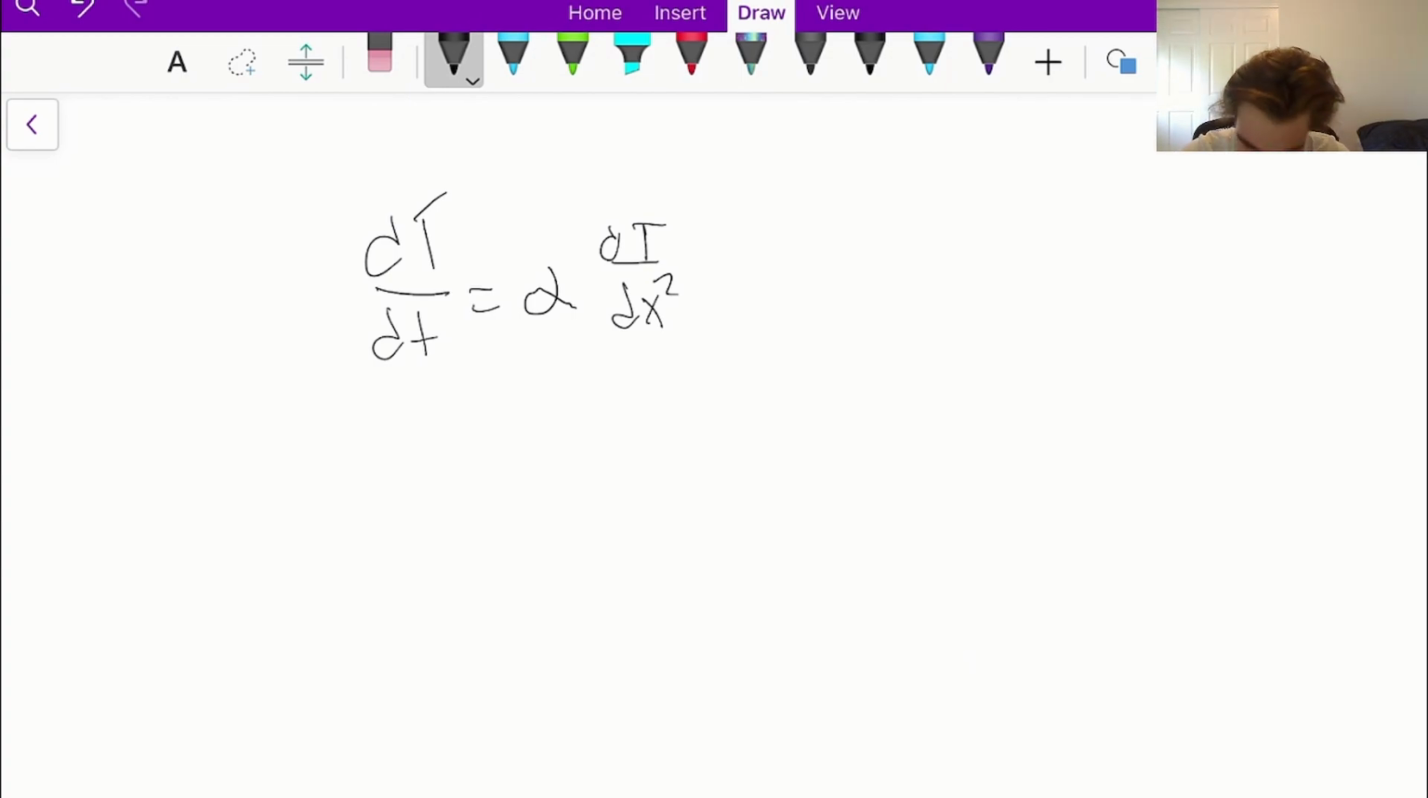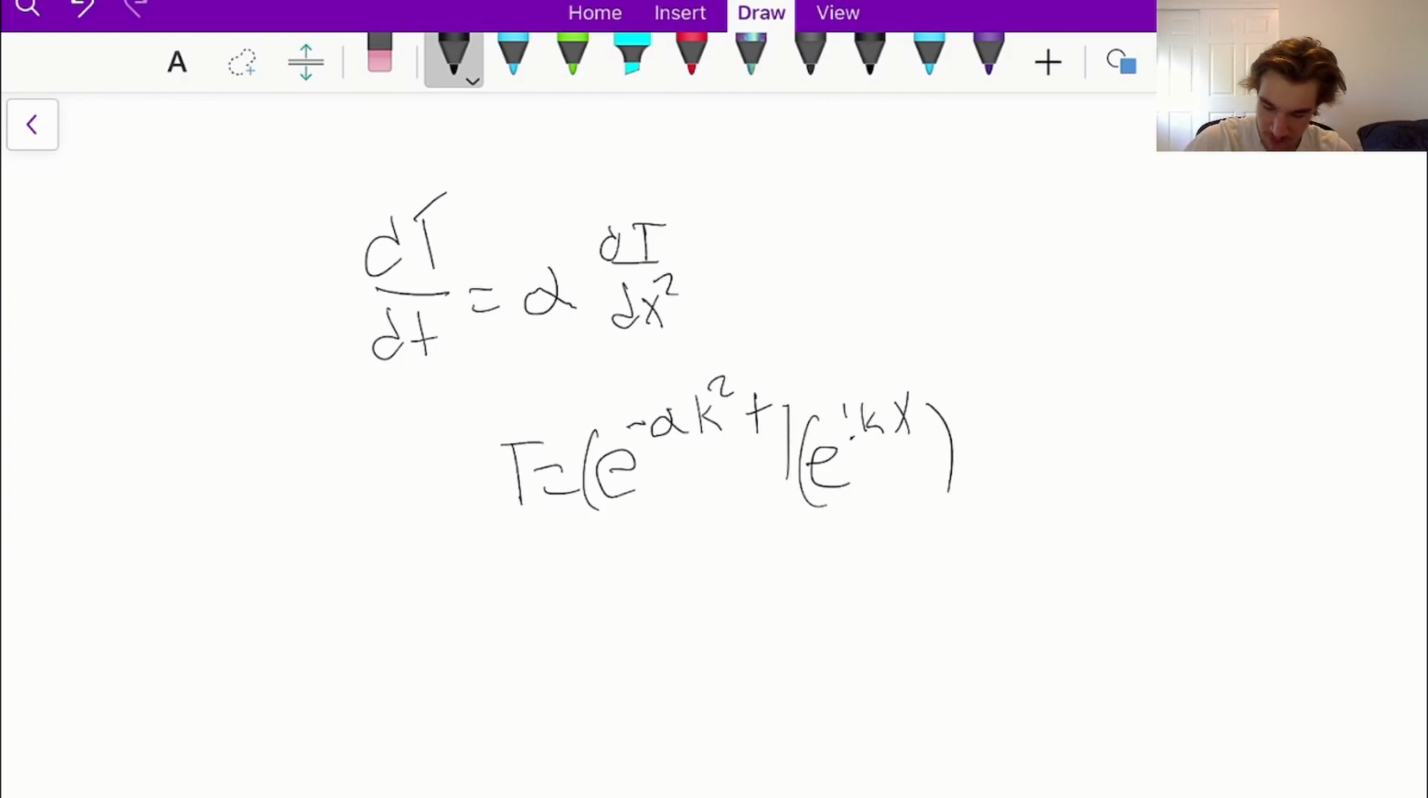From this, we're going to be finding a solution and proving that it is a valid solution for this derivative. So we have T is going to be equal to e to the negative thermal diffusivity times k squared times t, and this is going to be multiplied by e to the ikx. We can put that in parentheses if we wanted to.